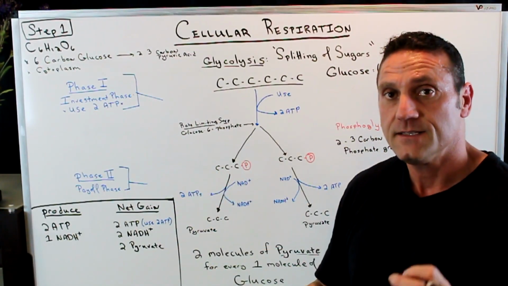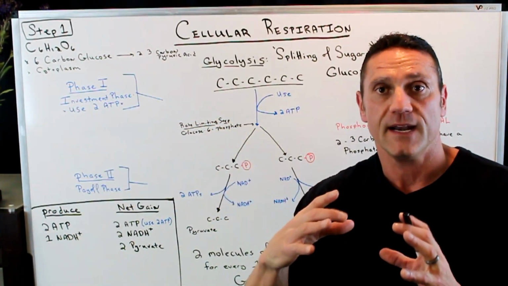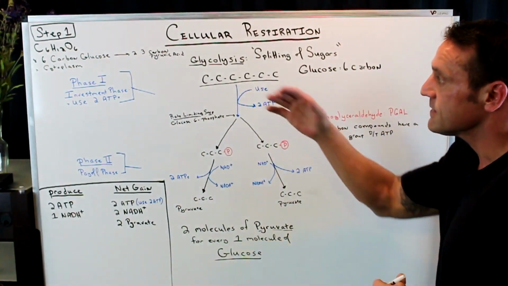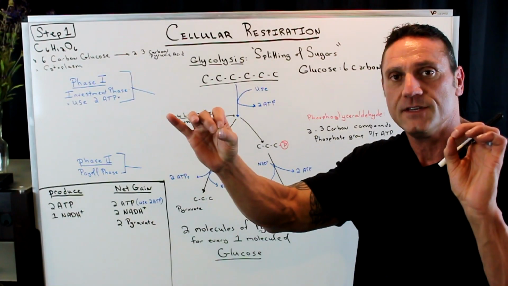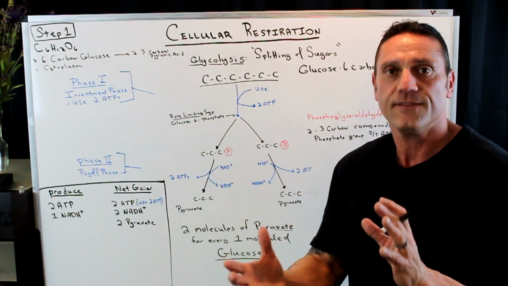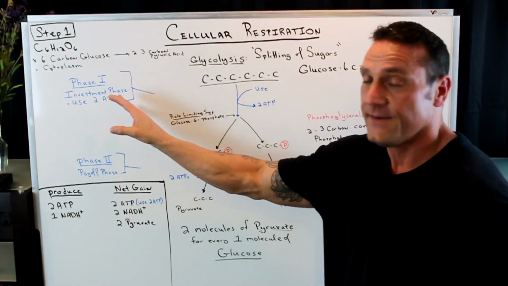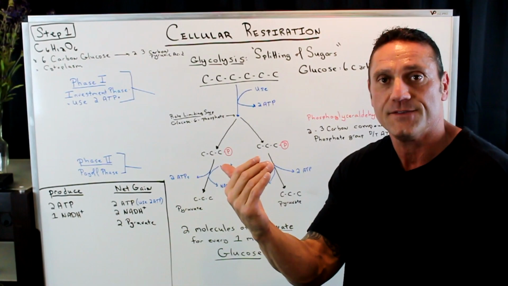One thing you want to locate, where is it located? It's located in the cytoplasm. It's not within the mitochondria. So that's a key thing to note. So cellular respiration, glycolysis, step 1, the splitting of the sugars. Now, I like to divide this into 2 phases, kind of like banking. Because phase 1, you have the investment phase, and phase 2, you have the payoff phase.